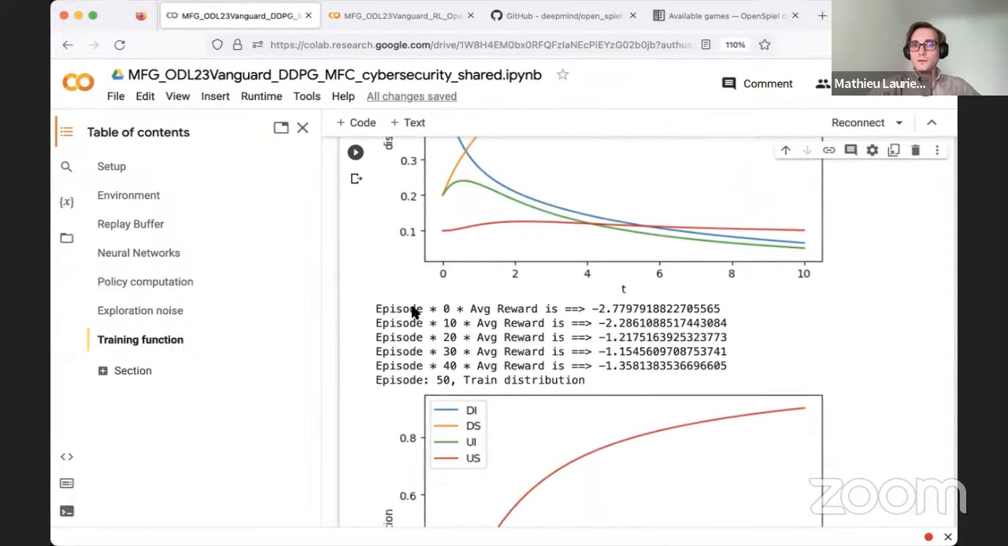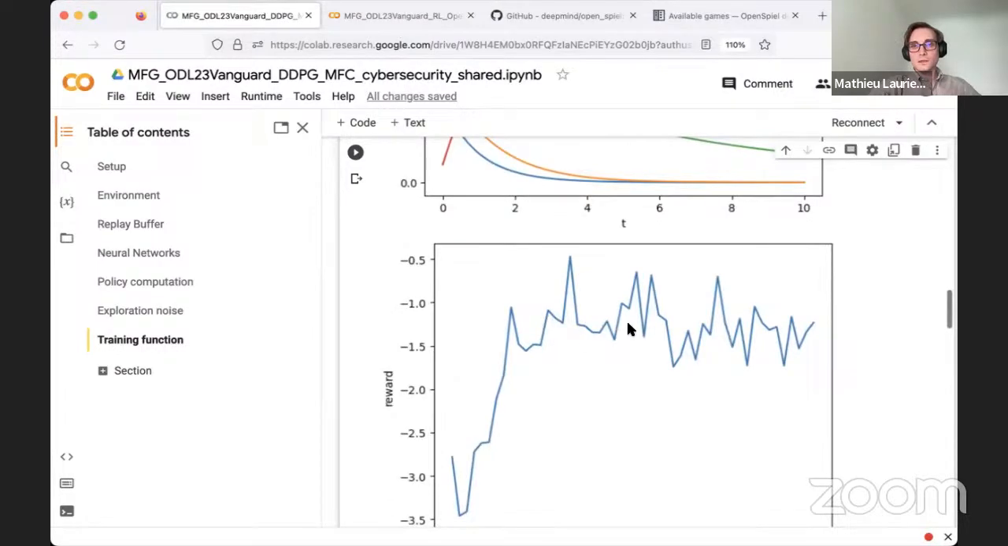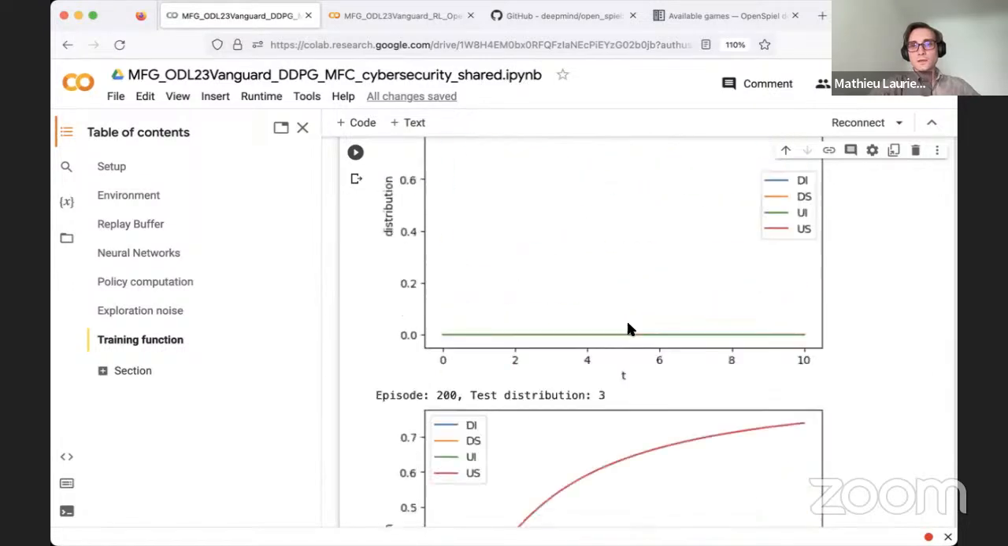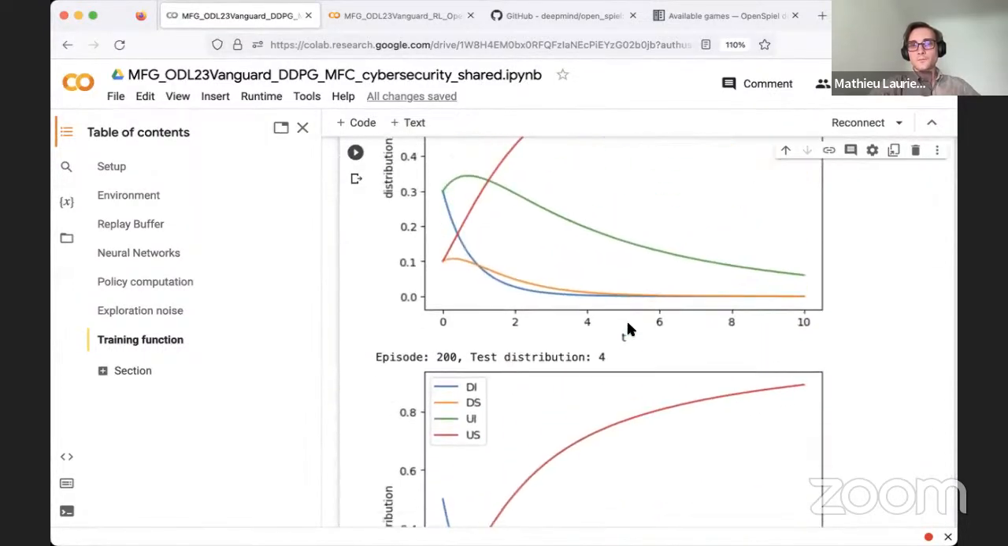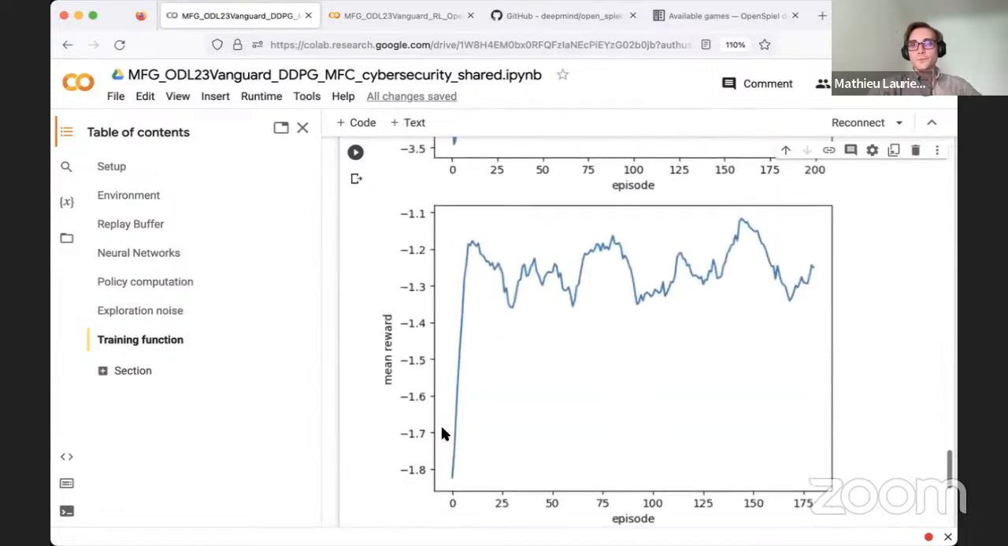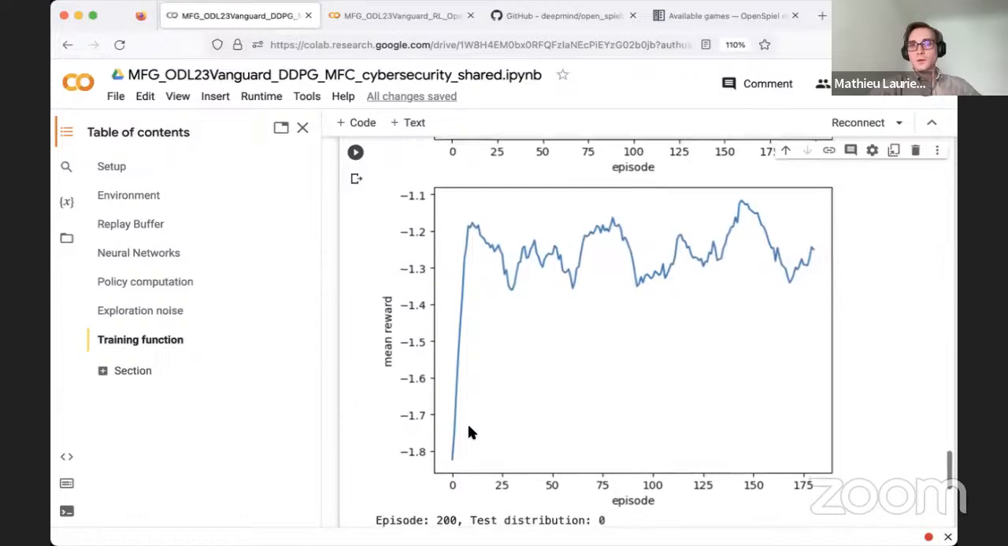Then the training starts. Every 10 episodes, we print the reward and the reward increases, right? It is negative, but it's a reward. It increases, not in a monotonic way, but it increases. And then you can keep training in this way. And hopefully at the end, you get something that is better than at the beginning. Here the reward has increased a little bit, but I'm sure it's possible to do much better with more iterations and maybe a smaller learning rate.